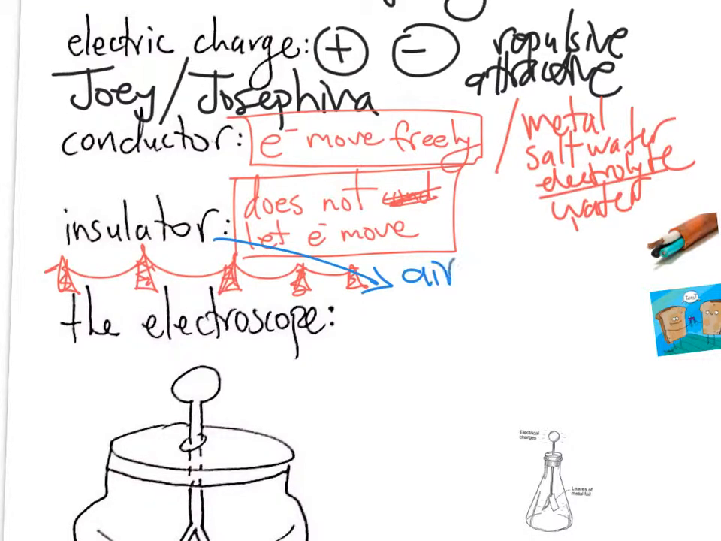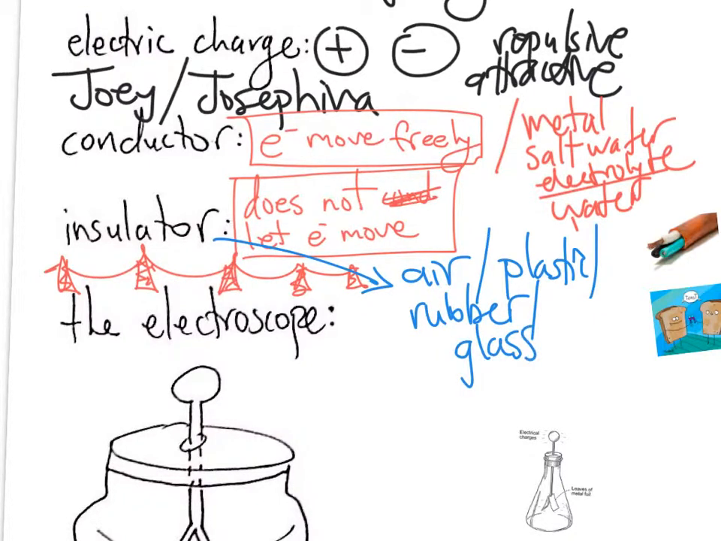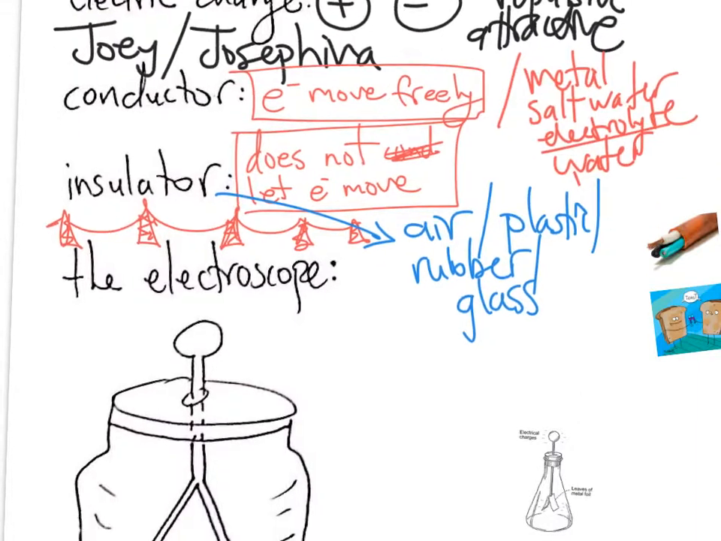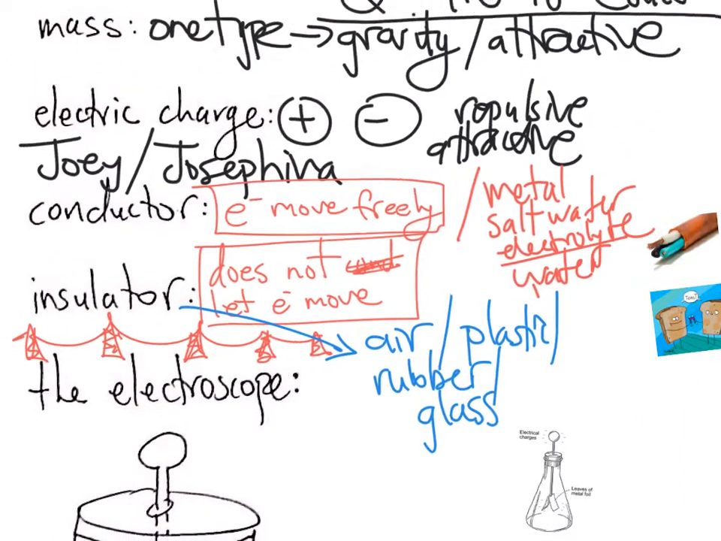So air makes a pretty good insulator. Plastic, rubber, glass. So those are examples of typical insulators. I know I mentioned lightning up there, but air actually becomes a conductor when there's a huge voltage, and that's what lightning actually is. Electrons are being ripped out of the air molecules and moved because there's so much electrostatic force on them. So we'll talk about that more later.